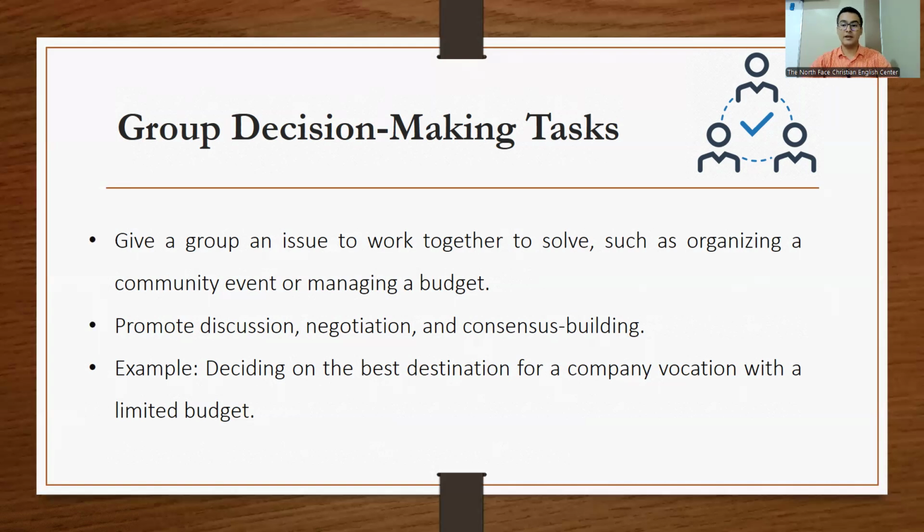Example: deciding on the best destination for a company vacation with a limited budget. In this case, I would set a random company, and let's say they have only $5,000 for a 3-4 day vacation for 10 people. I would ask them to write activities with prices and stuff like that, so they will make the best decision. That will increase their speaking skills.